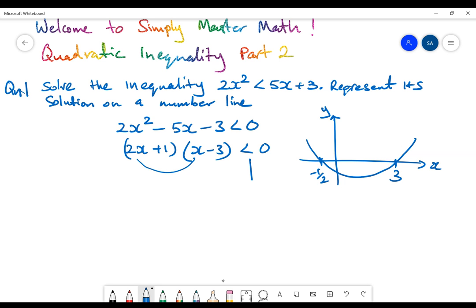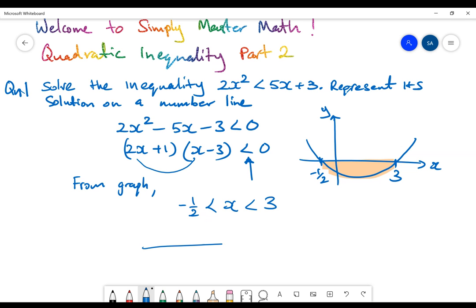Let's look at the question. They ask you for less than 0. So let's shade the less than 0. The less than 0 is below the x-axis and bounded by your quadratic curve. So from the graph, you'll get the solution as x is greater than minus half, but less than 3.